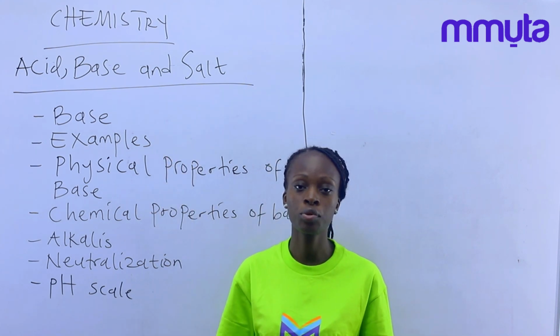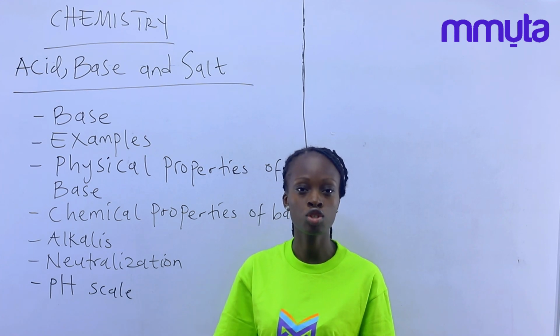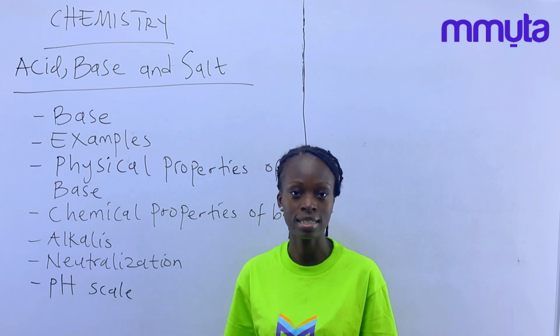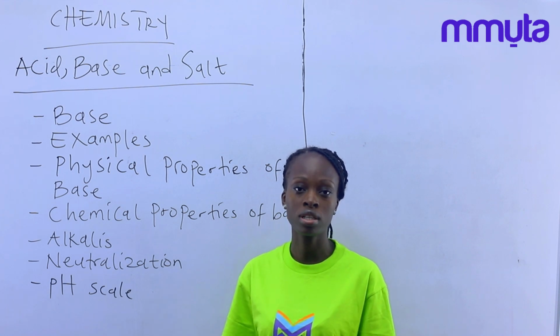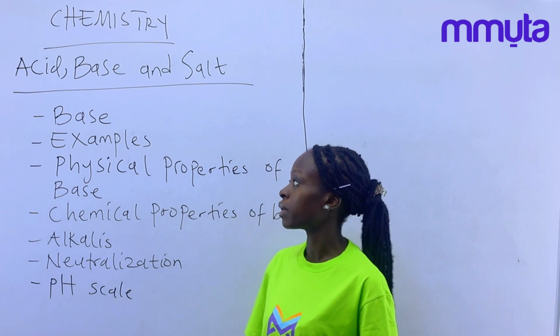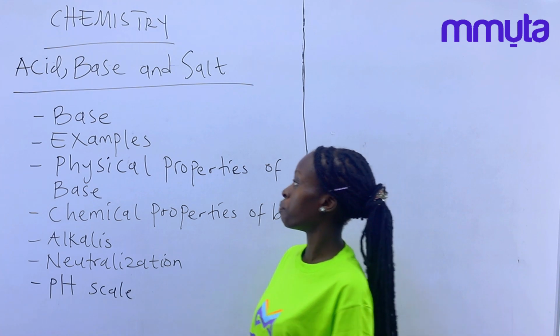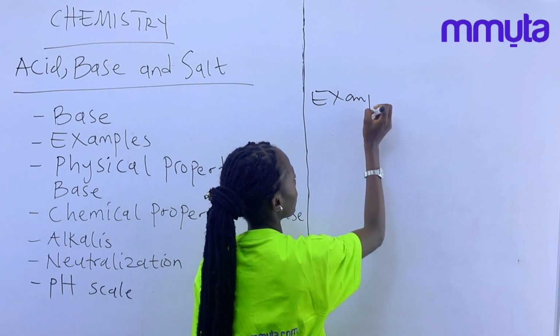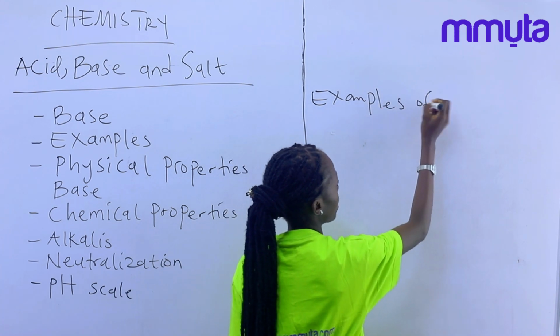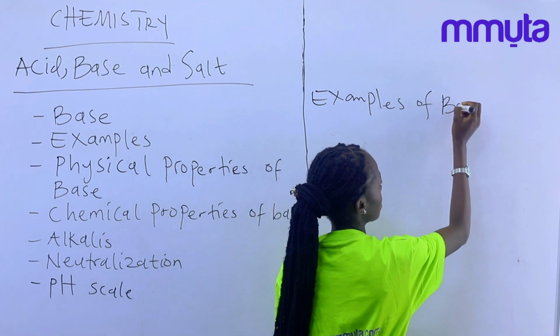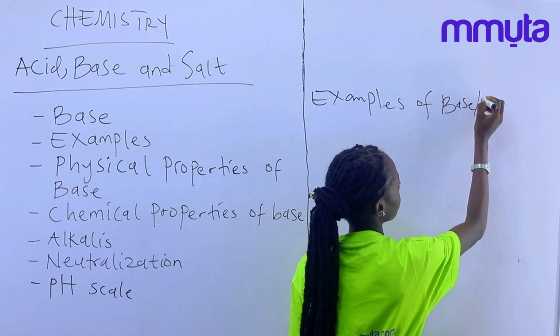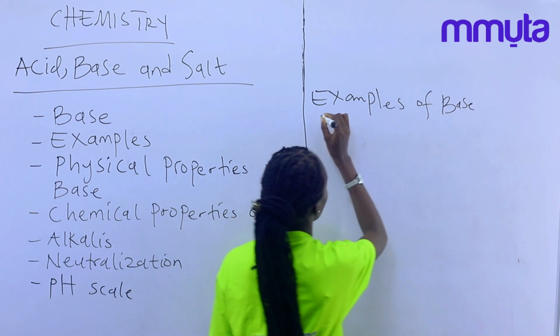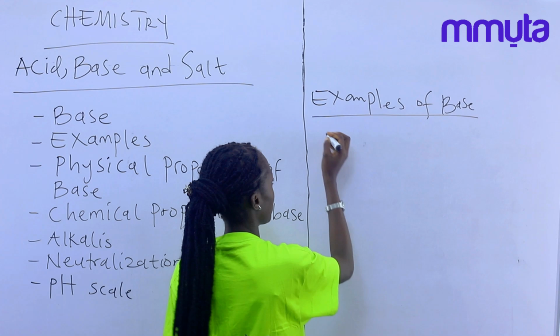Okay, now the first one here is base. Now base, put simple, can be defined as a substance that neutralizes acid to produce water and salt only. Okay, now we have some examples of base. Examples of base, and bases and alkalis are used interchangeably.